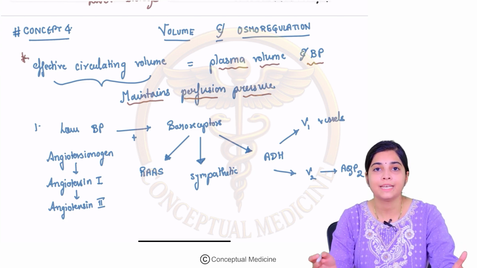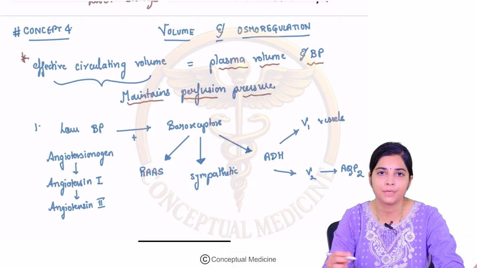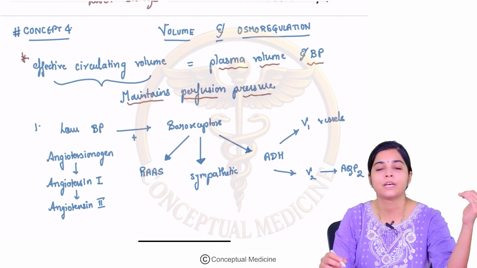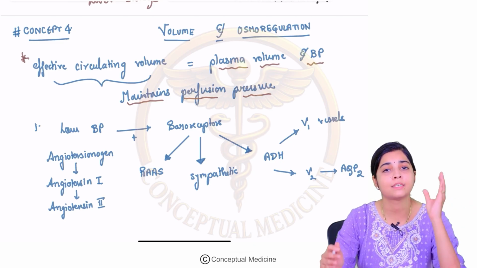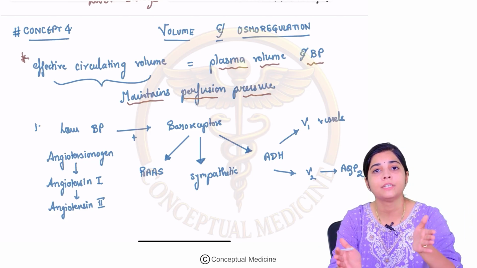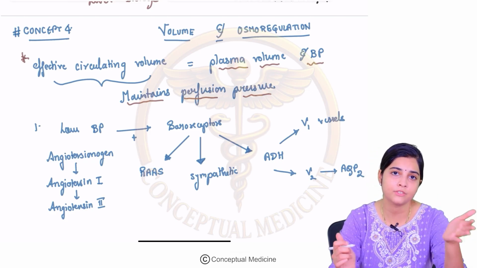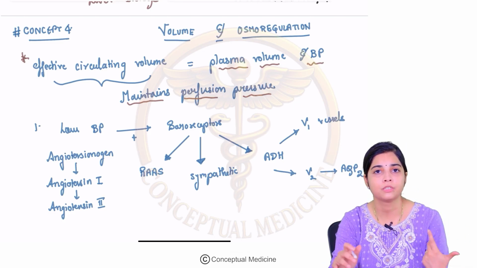So what is the main aim of this perfusion pressure? We know that all the vital organs such as the brain, the kidney, all of them require a certain amount of perfusion. So to maintain this perfusion, you require a certain amount of blood pressure. It has to be maintained between 80 to 120 millimeters of mercury. The moment the blood pressure begins to fall less than 80, the person goes into shock and the perfusion is lost.